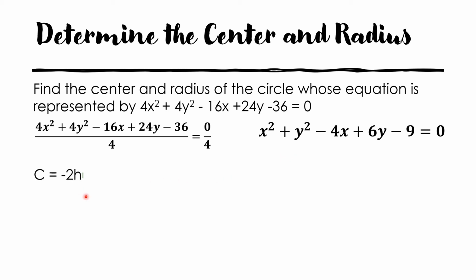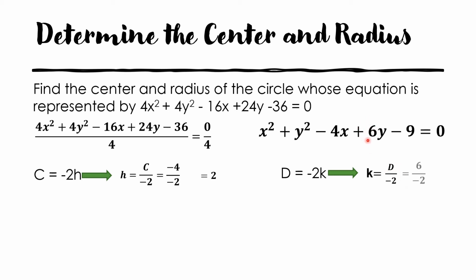Using again yung c is equal to negative 2h or h is equal to c over negative 2, wherein yung value ng c natin is negative 4. So, negative 4 divided by negative 2, that is positive 2. Ito na yung value ng h natin. Then using d is equal to negative 2k, or k is equal to d over negative 2, substituting the value of d, which is positive 6. So we have 6 divided by negative 2, that is negative 3. So ang center na natin is (2, negative 3), yung na-solve natin na value ng h and k.